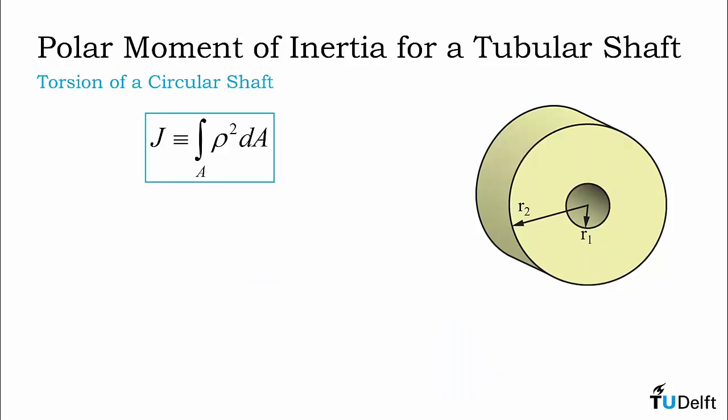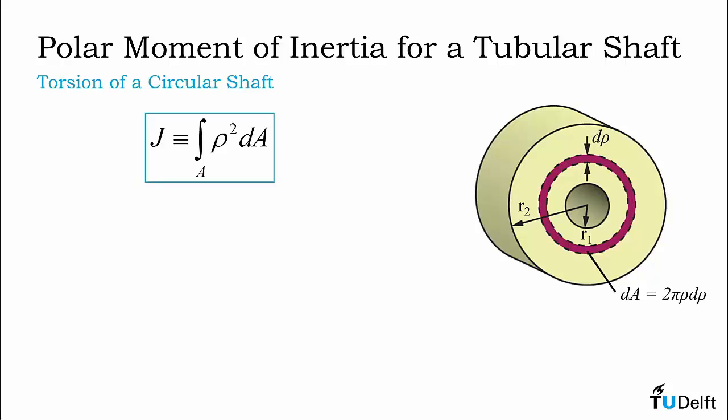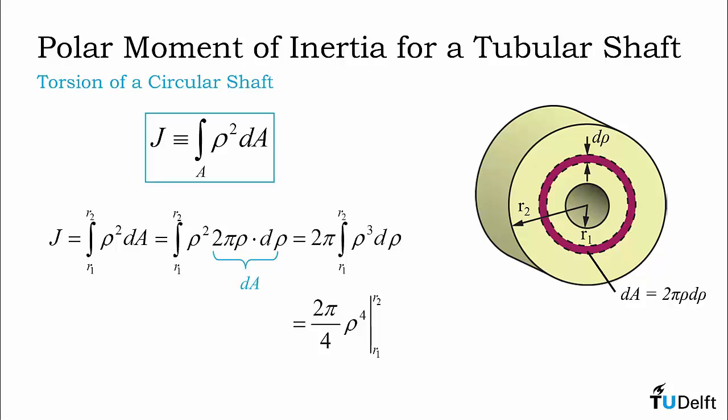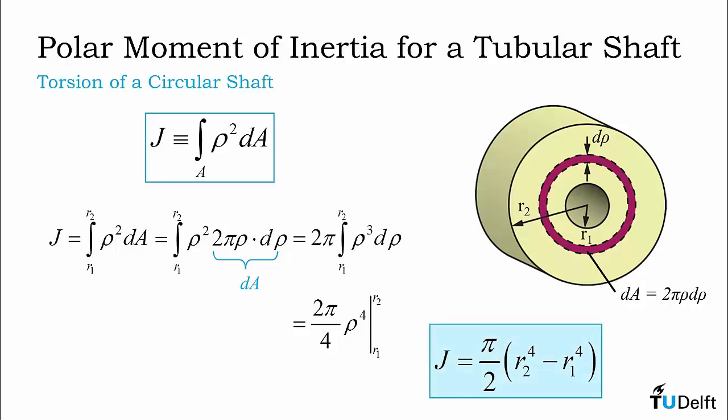Next, let's consider a hollow circular shaft with inner radius r1 and outer radius r2 as shown here. The definition of polar moment of inertia does not change. Furthermore, a small change in radial position d rho produces the same area element as before with a solid circular shaft. The only difference in transferring this result to our integral is that the limits of integration are changed. The integral is performed from the inner radius r1 to the outer radius r2. Substitution of our element area into the integral, simplification, and subsequent integration of the result remain the same as before. However, due to the different limits on the definite integral, the final expression becomes a function of the inner and outer radius as shown here.